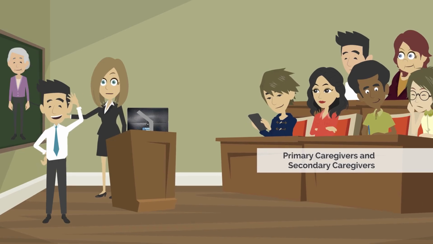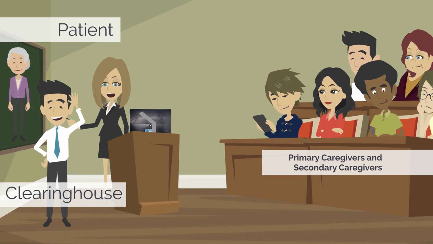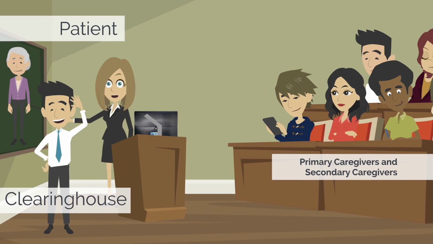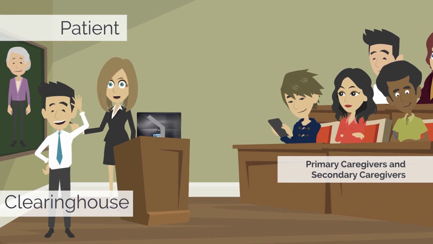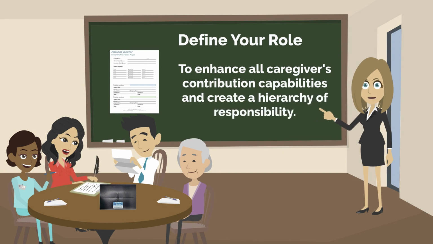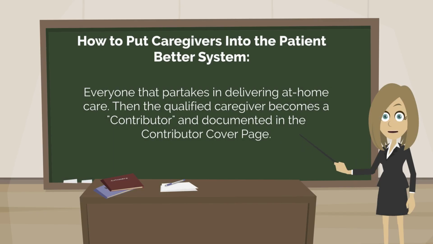Patient Better has defined roles for at-home caregivers for you to communicate with your team. This will enhance the ability for caregivers who have limited contribution capabilities, as well as create a hierarchy of responsibility so that everybody will be on the same page as far as who does what. The next step is to put caregivers into the Patient Better system. This is everyone that partakes in the delivering of at-home care, including yourself.